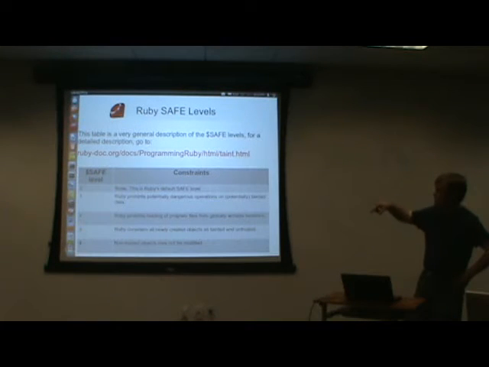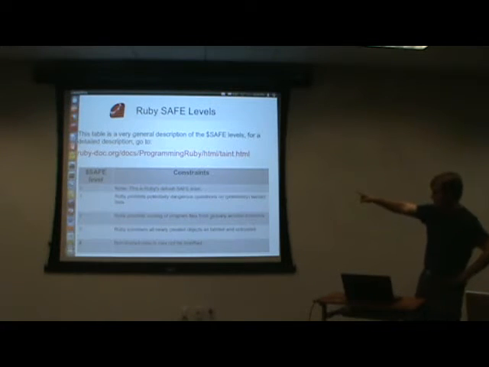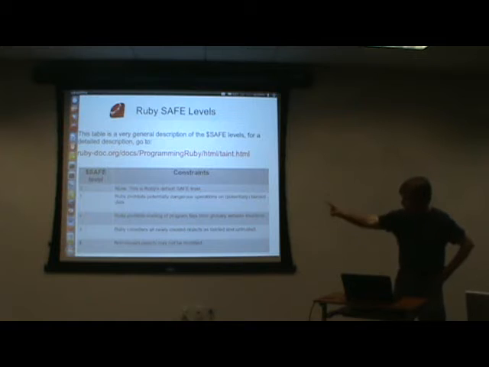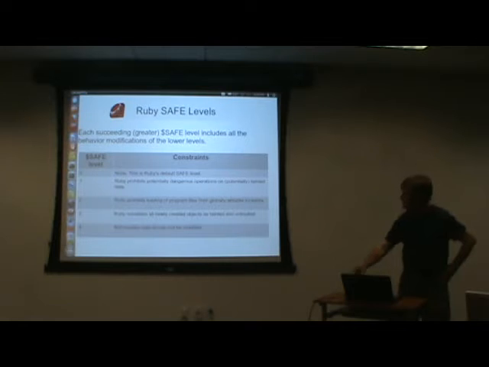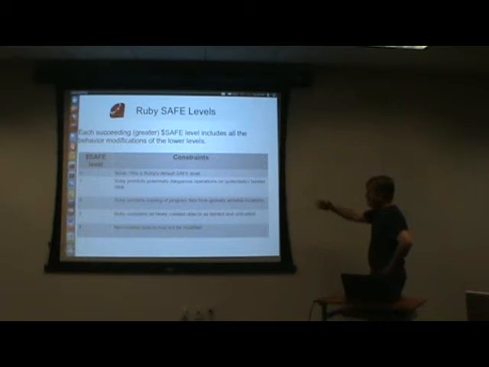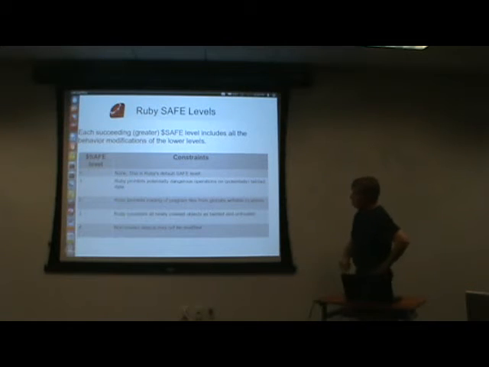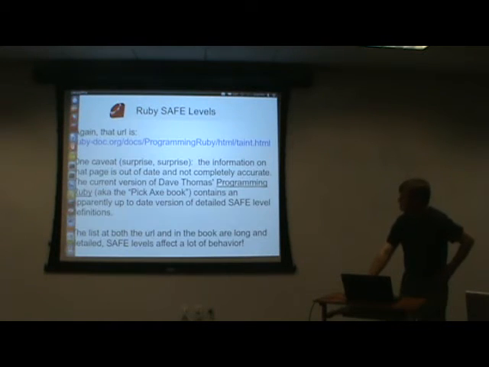So this is the general table that shows the different safe levels from 0 through 4 and, in a general sense, what they do. I'll just show you that real quick, and it kind of repeats the things that we mentioned in the last slide for those different safe levels. So the higher you go, the safer it is. Each succeeding greater safe level includes all the behavior modifications of the lower levels. So as you go up, like if you go from 1 to 2, you get this behavior as well as this behavior, and so on.